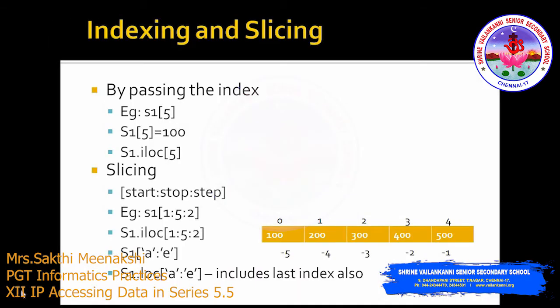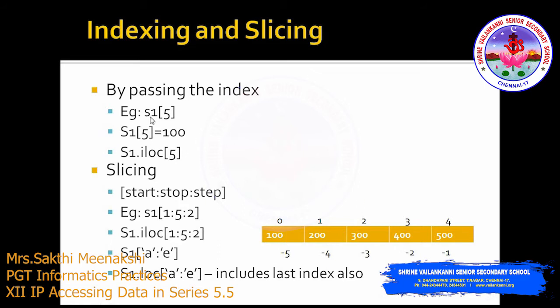Through indexing and slicing we can access the data. These terms are very familiar to you because you already know them from NumPy arrays. Indexing is by passing the index. We know the series has an index, so every series has an index associated. Normally it starts from 0, 1, 2, 3 and so on, right? So using these indexes we can access the data.